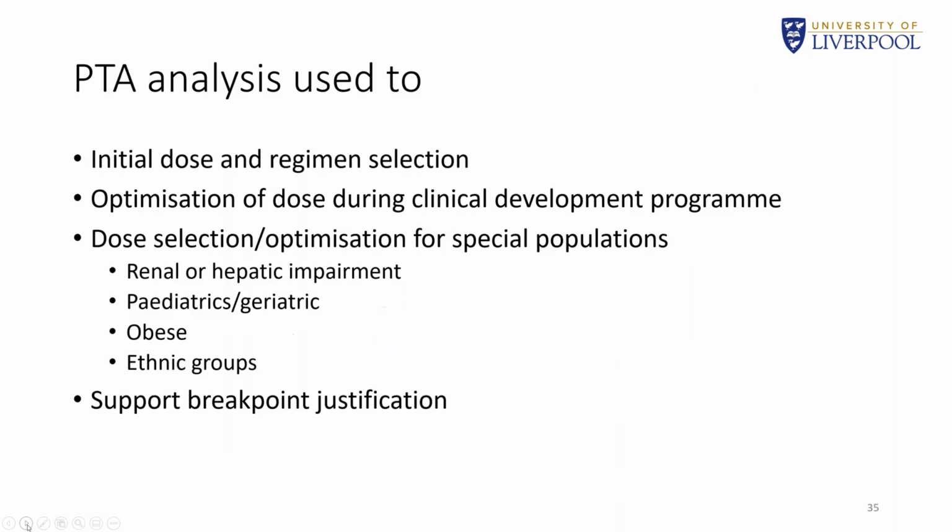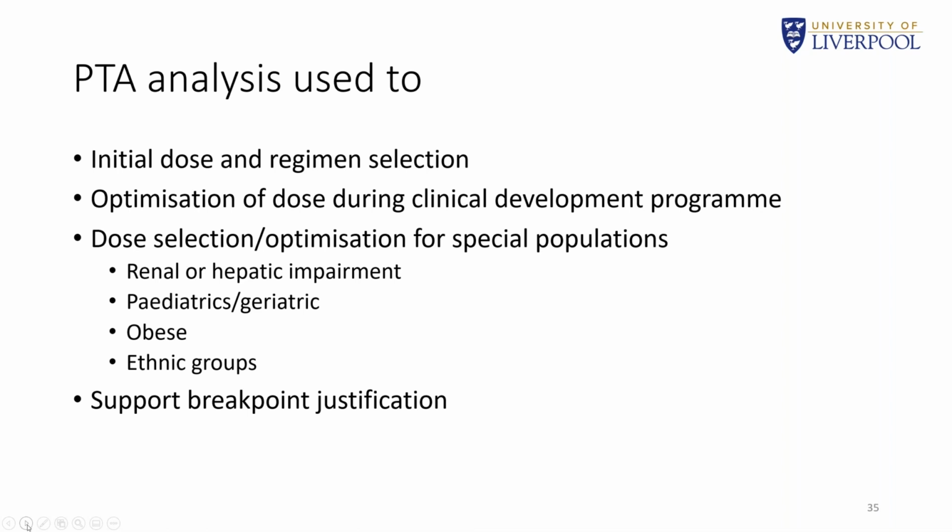So how do we use our PTA analysis? Well, we can use it in initial dose and regimen selection, and then we use it to continue to optimize that dose during our clinical development program. And particularly, we can use it to select doses or optimize doses for special populations. So for example, dose adjustments for patients with renal impairment, where the drug is predominantly renally cleared, or dose adjustments for patients with hepatic impairment.